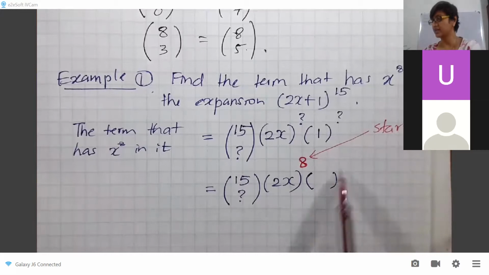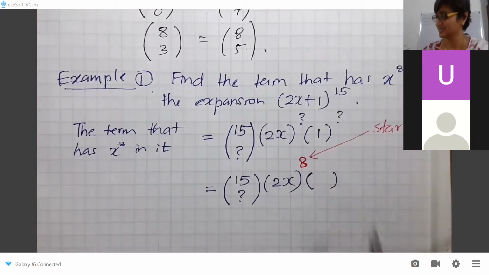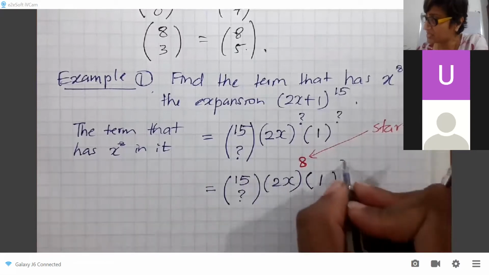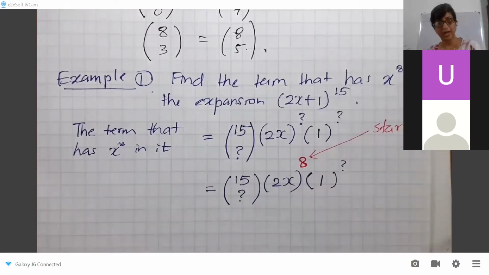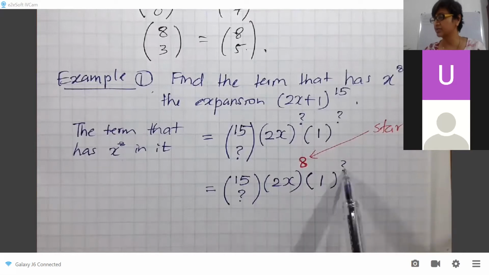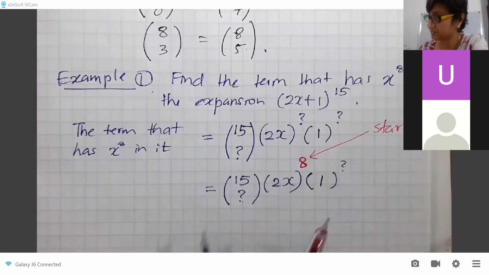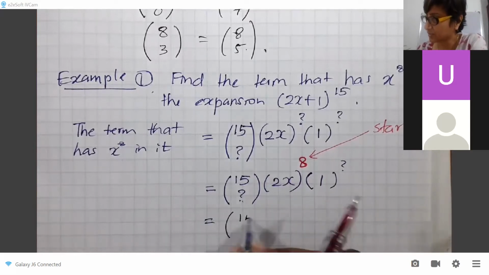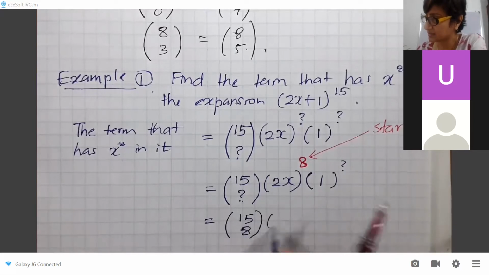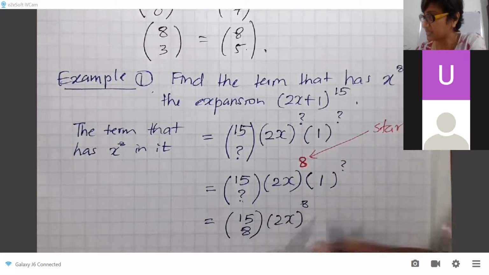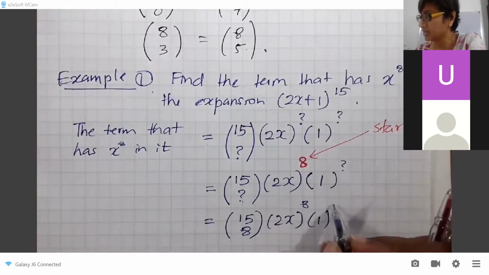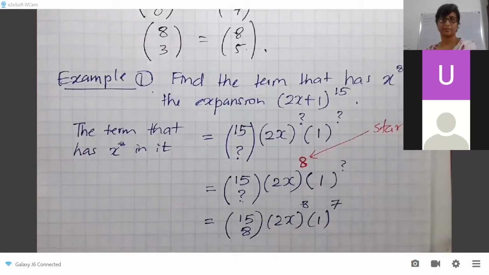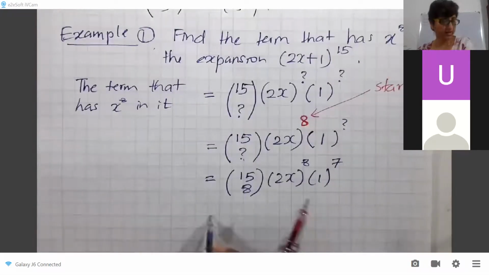You can't start with any other thing. You can't. Okay. Once that is figured out, then you can do these two. So you can put 8 here. And if this is 8, this must be 7. And now you can find it. So let us find it.